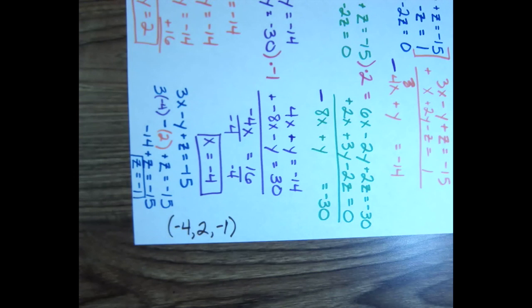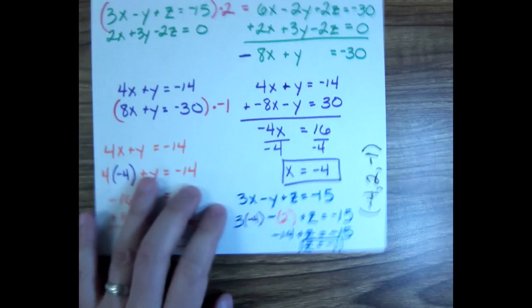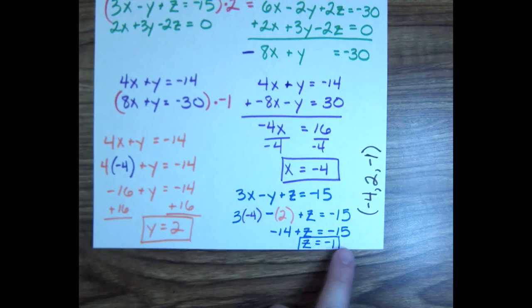Say it again. Negative 4, positive 2, and negative 1. I'm kind of confused how you got a negative 1 if you have a negative 14. I added 14 to both sides. Okay, so negative 15 plus 14 is negative 1.